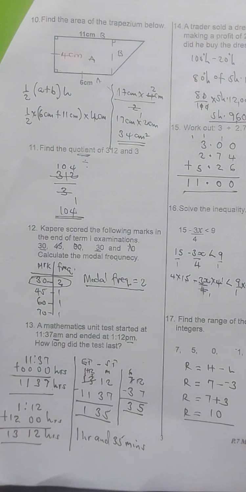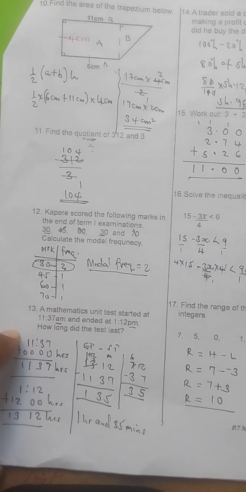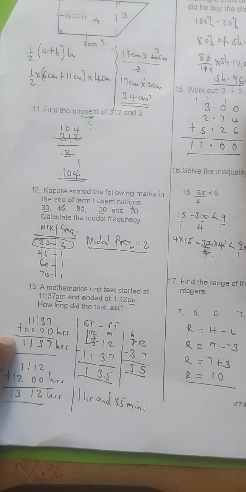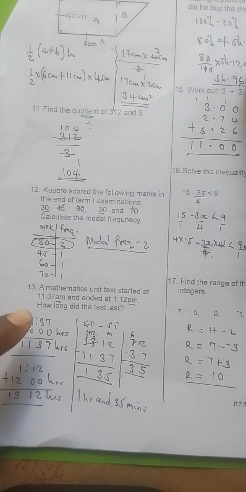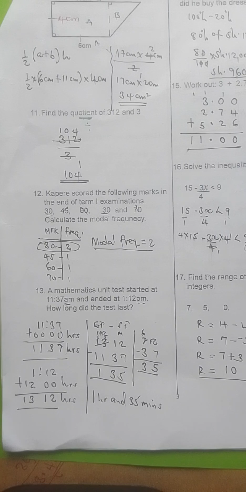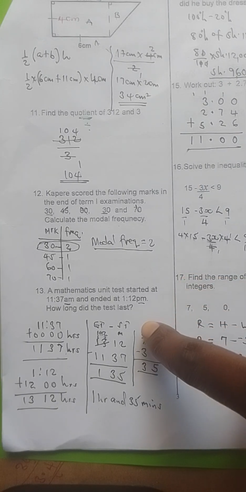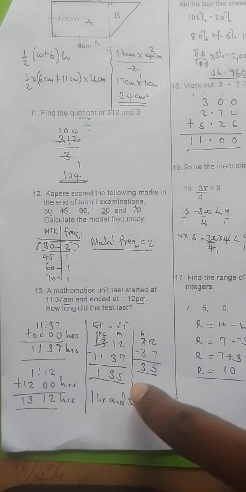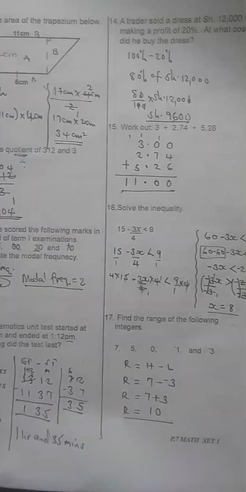We were asked that a mathematics test started at 11:37 a.m. and ended at that time. Looking at this, the timings are not the same. One is in AM, one is in PM. We first need to change to the 12-hour clock system, which we did successfully. Then the duration I'm looking for is end time minus starting time, and finally you get that.